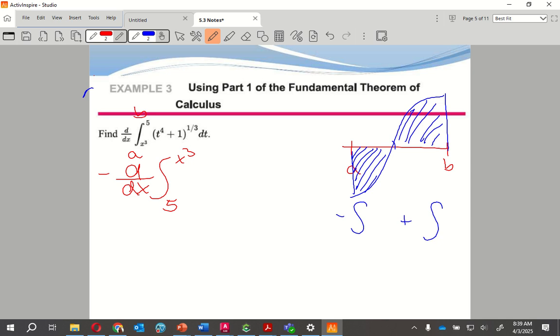Does that make sense? Yeah? Okay. So now by doing that, I could look at my function as the integral of (t^4 + 1)^(1/3) dt. So I'm changing the variable.